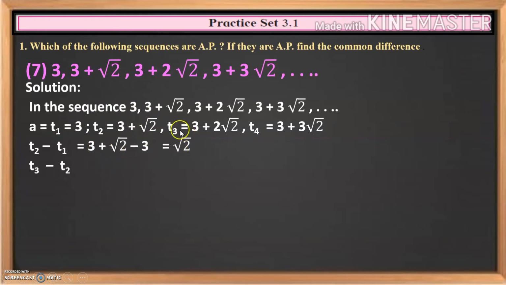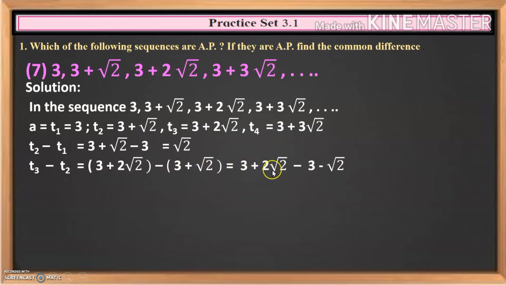The next step is T3 minus T2, which is equal to 3 plus 2 root 2 minus 3 plus root 2. We have put this in brackets. Now next step is to open the brackets. You get 3 plus 2 root 2 minus 3 minus root 2. So 3 and this 3 will get cancelled. You will get 2 root 2 minus root 2 is equal to root 2.